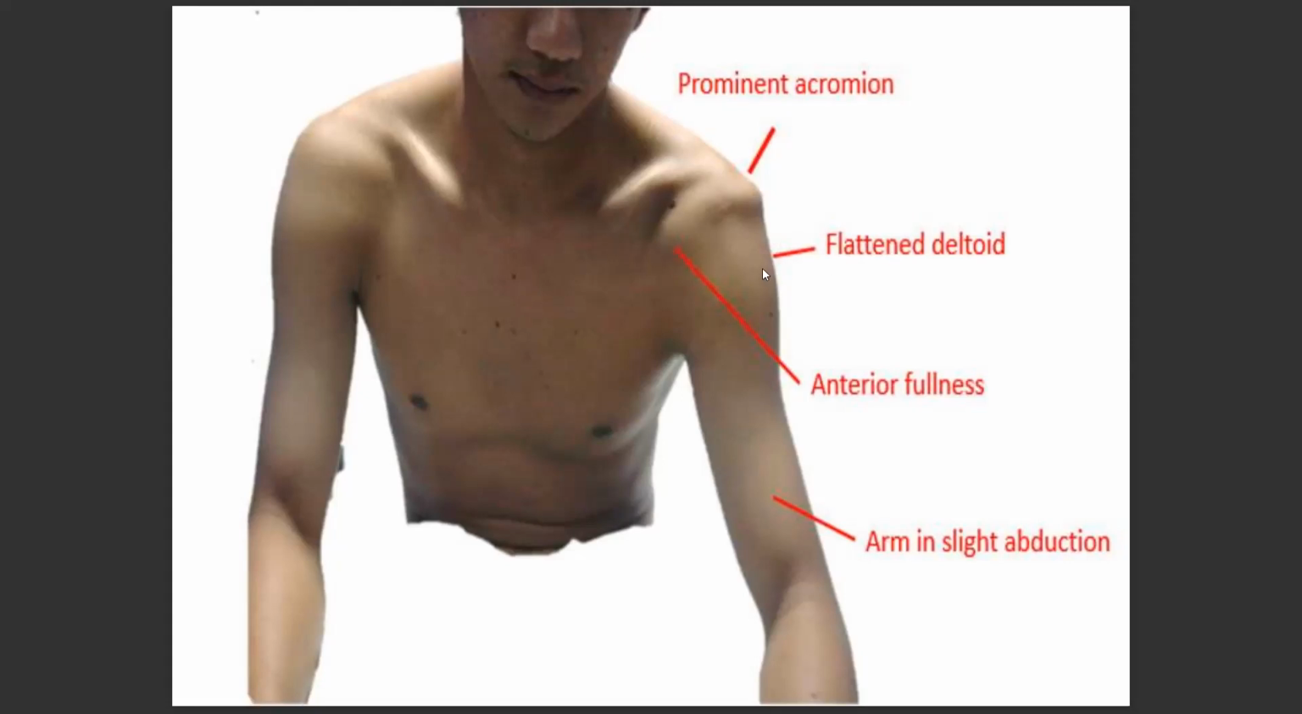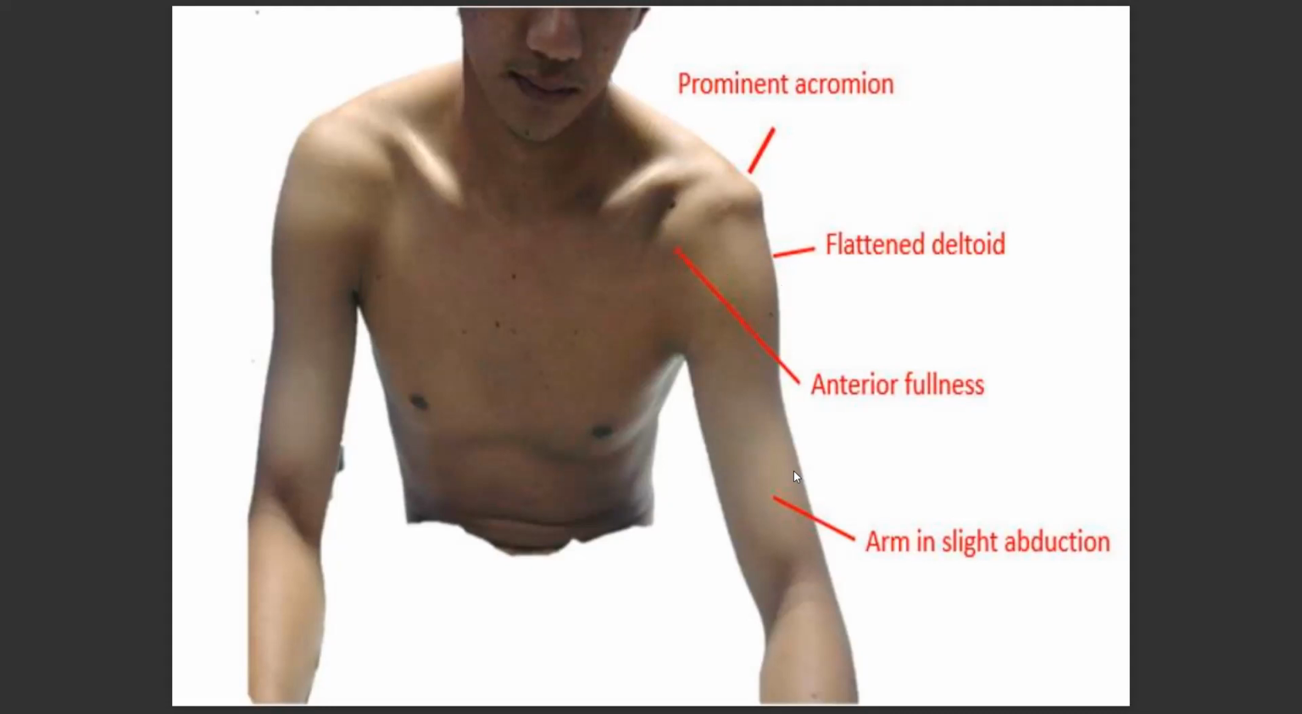The deltoid may be present with atrophy. Atrophy means the bulk will be slightly reduced and it will be flattened, straight on this side, which means there will be atrophy of the deltoid. This deltoid atrophy is because of injury to the axillary nerve, which is the motor supply of the deltoid muscle. The arm will be in slight abduction as well as some internal rotation.